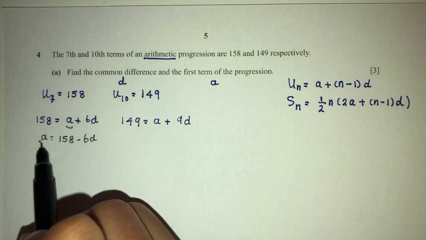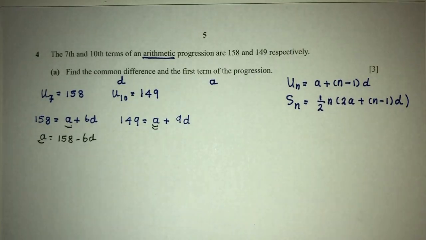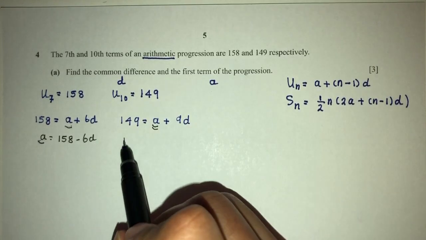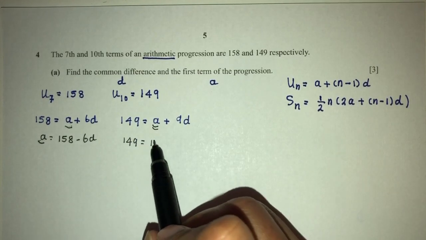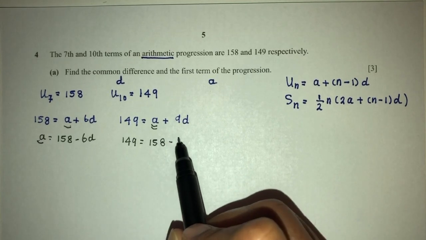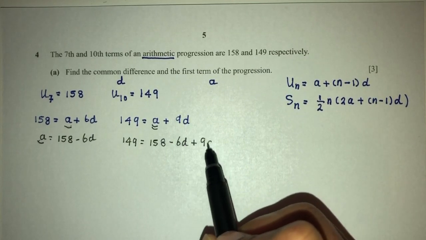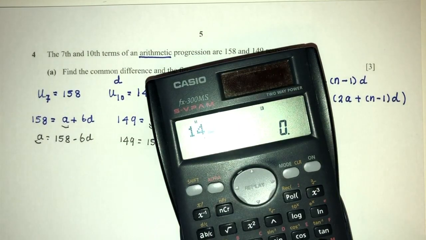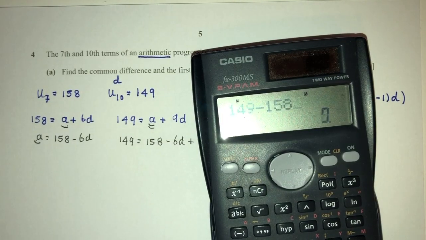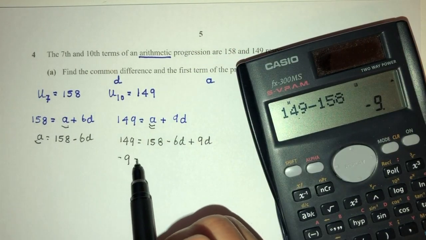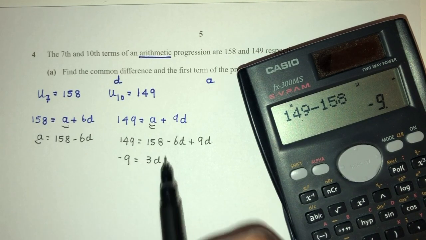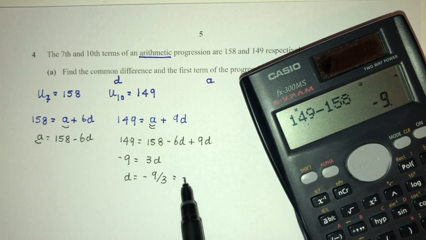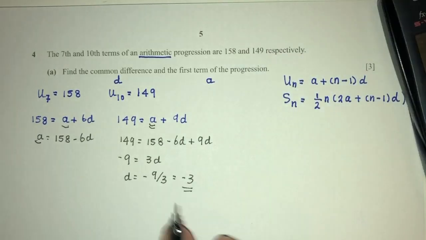Now we can replace this a in the other equation. Basically we're solving simultaneous equations by substitution. That will be 149 equals 158 minus 6d plus 9d. Now we have to simplify, so send this one over here. 149 minus 158 will be minus 9, and that will be 3d. So d will be minus 9 divided by 3, and that will be minus 3. That is the first thing we have found, d.